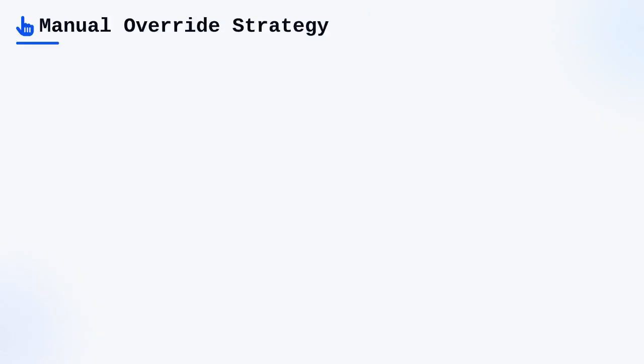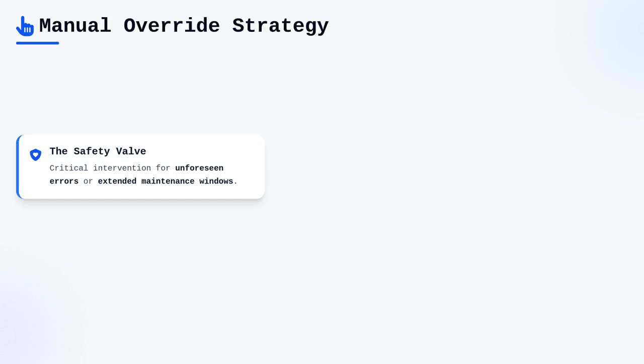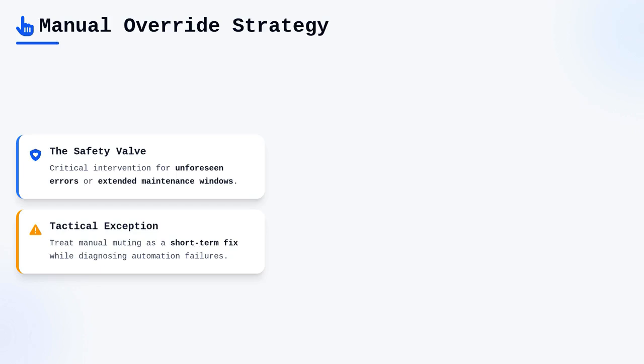Manual overrides provide a critical safety valve when an automated procedure encounters an unforeseen error or takes significantly longer than the initial maintenance window assumed. You should treat manual muting as an exception, a short-term tactical intervention while you investigate why the automated orchestration failed to close the window as expected.